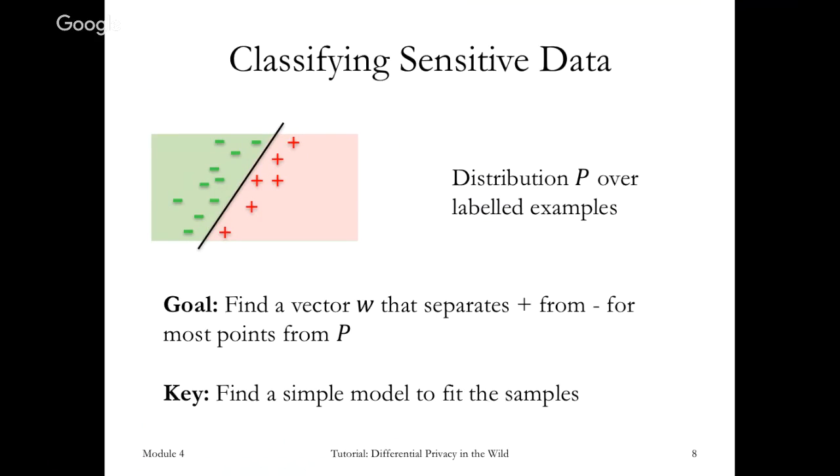And here's an example where we can find a vector to separate the positive examples from the negative examples. And those examples are drawn from an R2 distribution.